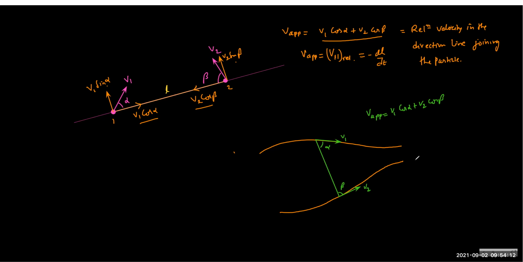Is this clear? The V approach means the one which will decrease the gap. So only that component which is along the line joining the particles will reduce the gap. The perpendicular component will never reduce the gap. I mean, that is common sense. If it is not coming to you, then I cannot help much.